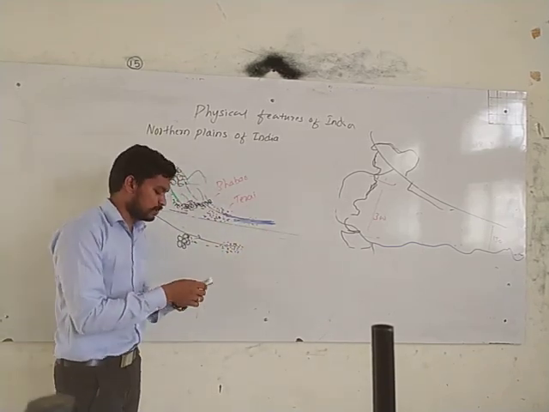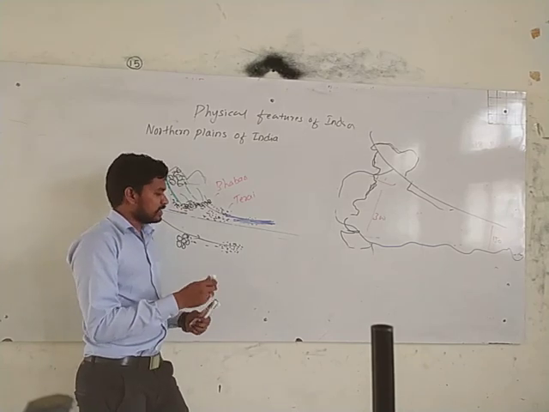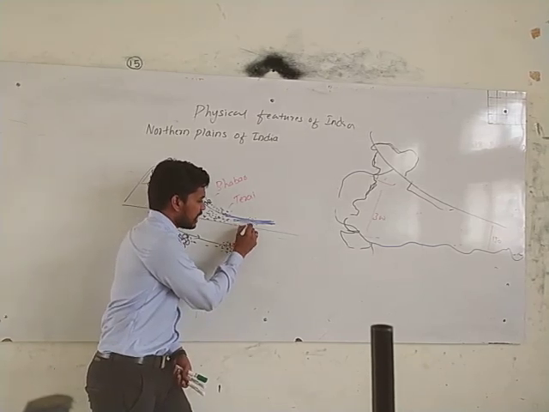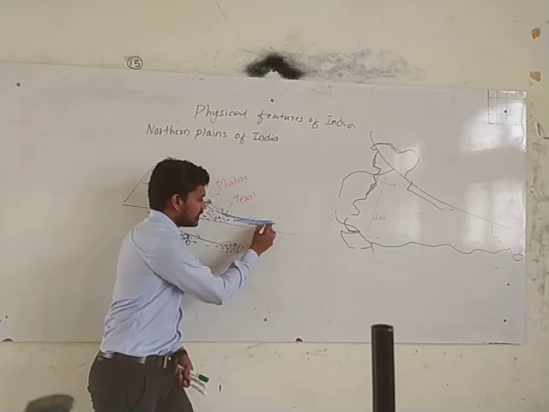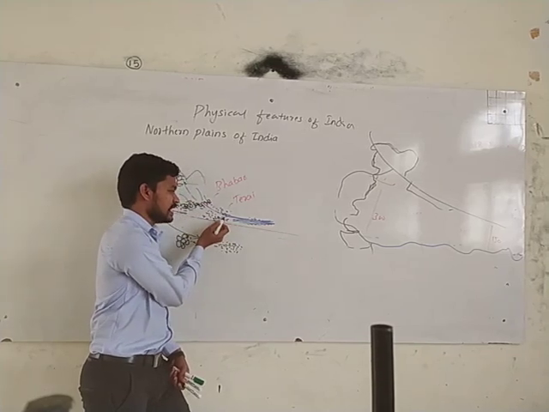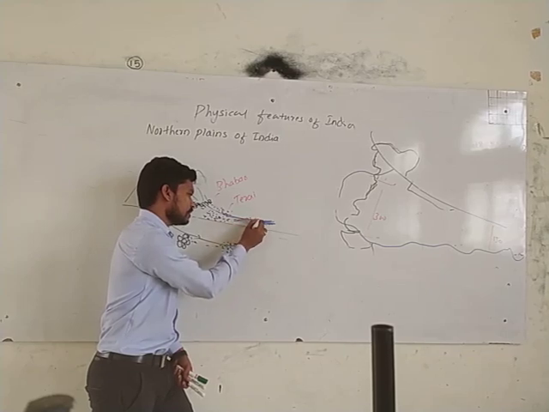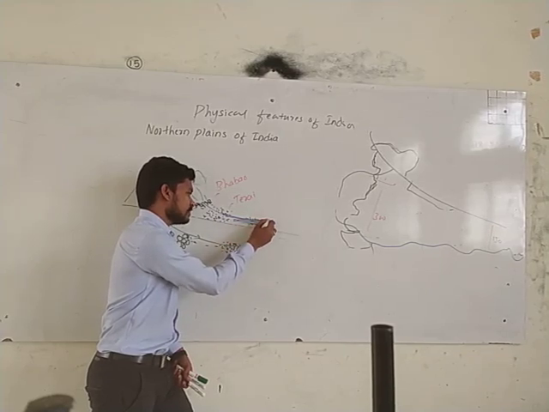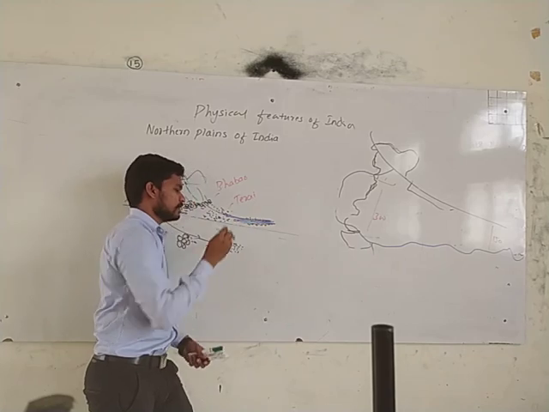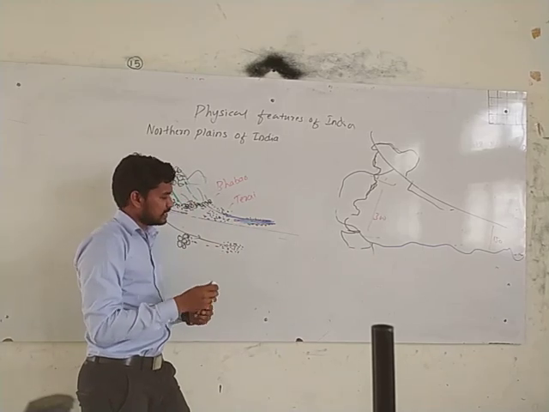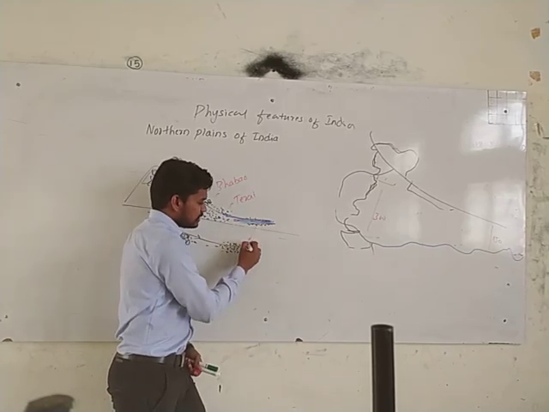When it creates a river path, the river deposits sediments on the banks of the river. Beside that, the small particles carried from this area, from the Terai, are deposited over here. So this soil is called Khadar.